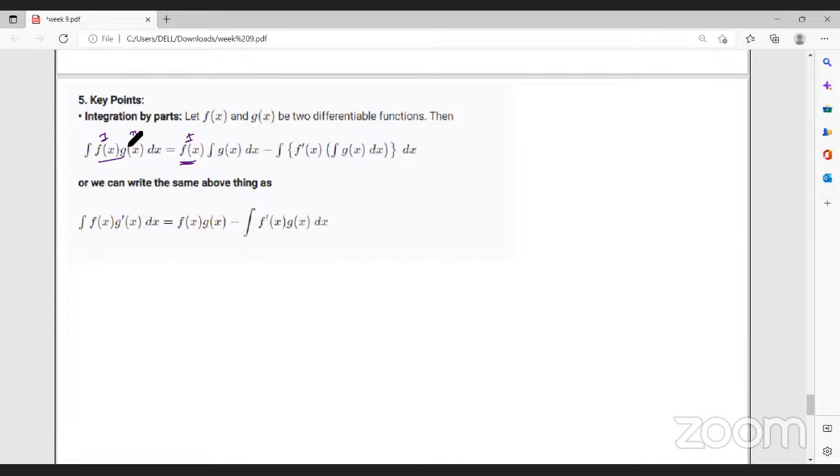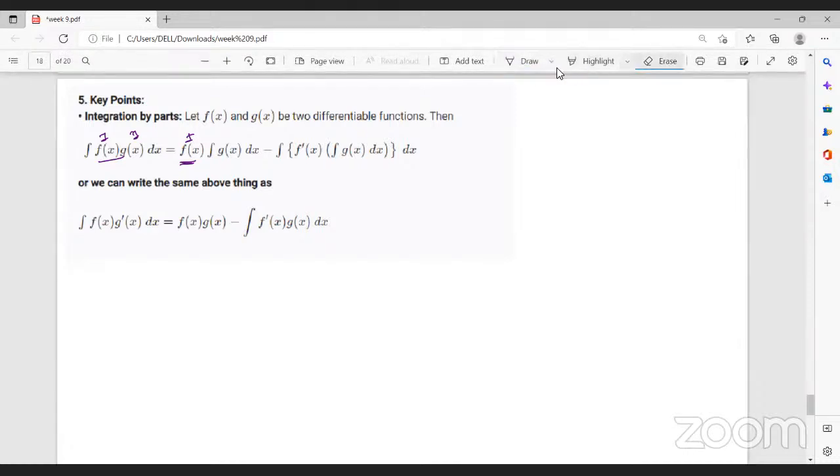Just take the first function, keep it as it is, and integrate the second function, minus integral of the derivative of the first function into the integral of the second function. Then we have to solve this integral again. So I will discuss it simply.